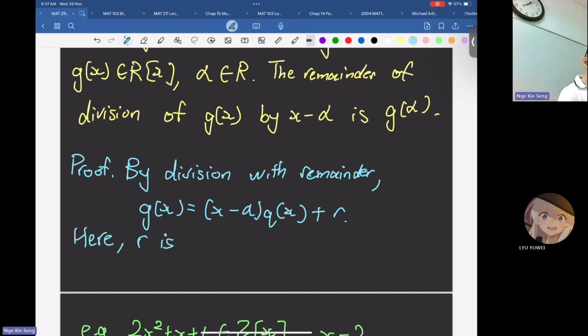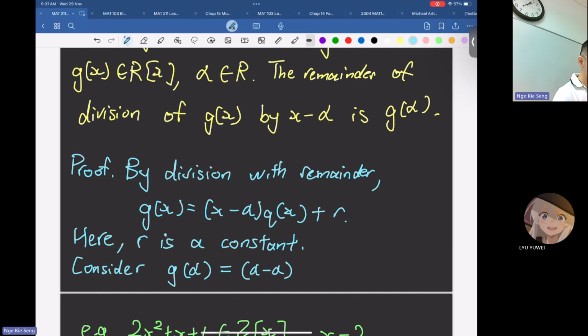Here R is a constant because the degree has to be less than the degree of x minus alpha. So like what Wayne said, consider G alpha. G alpha is equal to alpha minus alpha times Q alpha plus R, so the constant R is G alpha. If you divide by a degree 1 polynomial with root alpha, then you just substitute alpha into your polynomial to get the remainder.